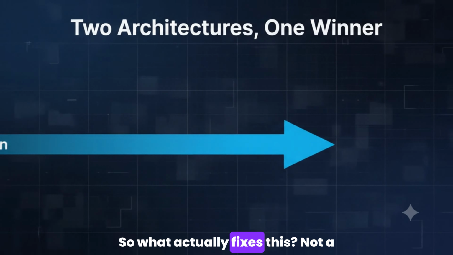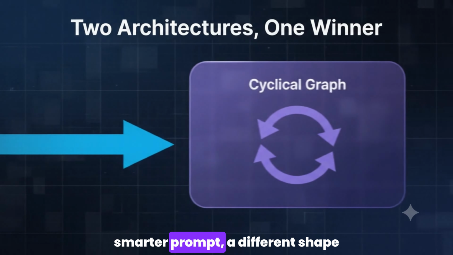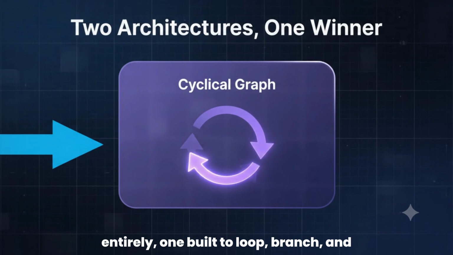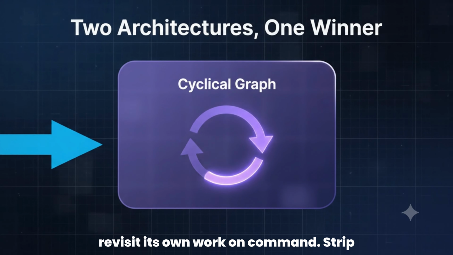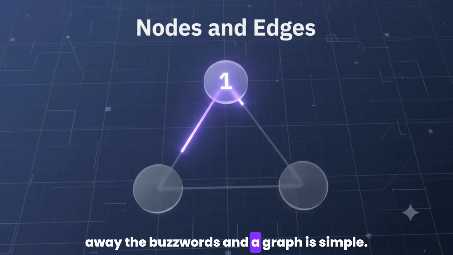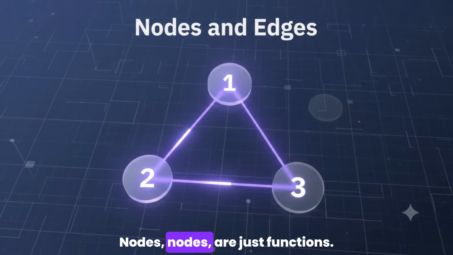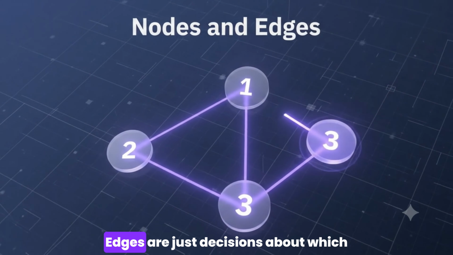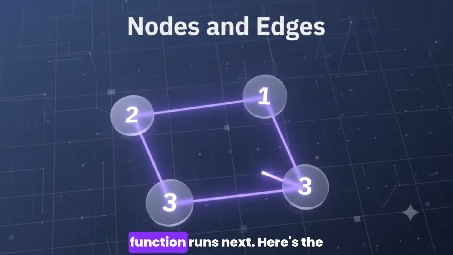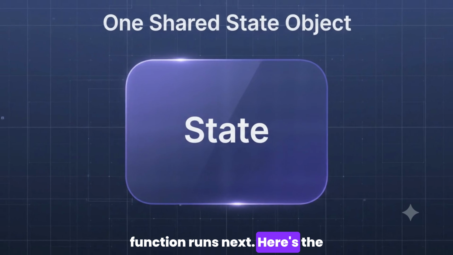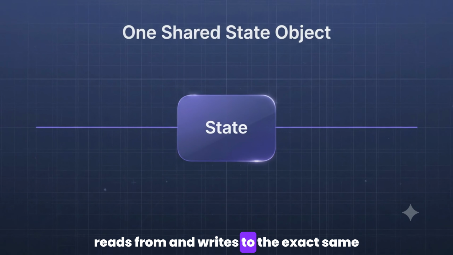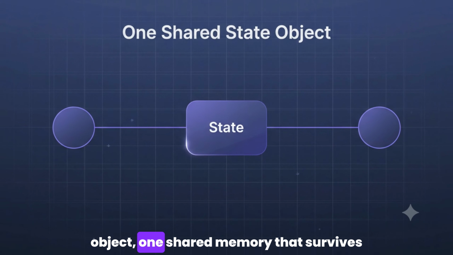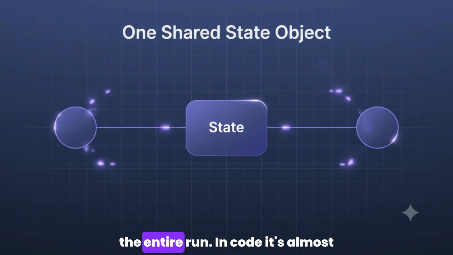So what actually fixes this? Not a smarter prompt, a different shape entirely, one built to loop, branch, and revisit its own work on command. Strip away the buzzwords, and a graph is simple. Nodes are just functions. Edges are just decisions about which function runs next. Here's the part almost everyone misses. Every node reads from and writes to the exact same object, one shared memory that survives the entire run.